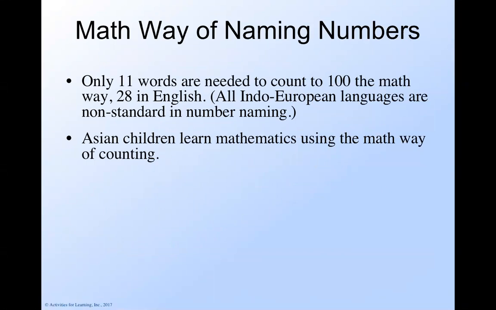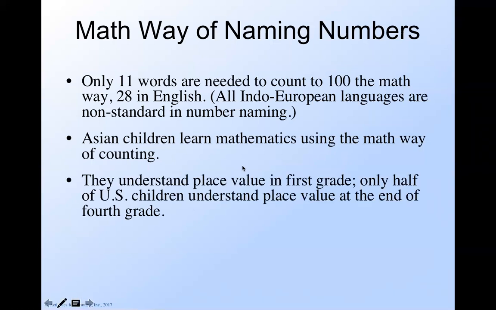In Asian languages, the kids who are learning in Asian countries actually learn math using the math way of counting. And studies show that they understand place value in first grade. Only half of U.S. children understand place value at the end of 4th grade.